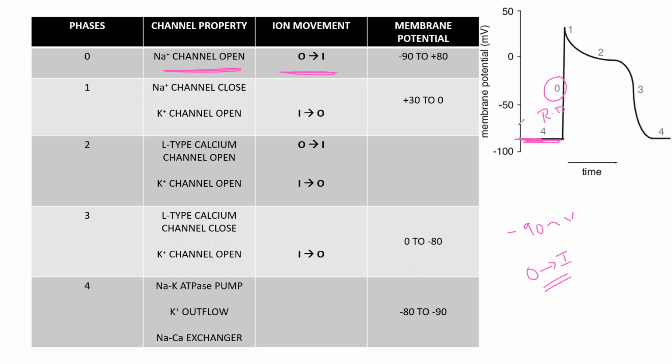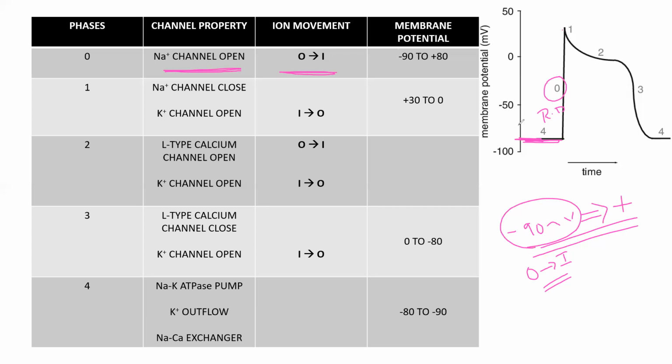What happens if sodium ions move from outside to inside? This negative charge, minus 90, comes up to roughly plus 30, plus 50, or plus 80. So from minus 90, it goes to a positive charge. This is the rapid depolarization. Phase 0 stops when the sodium channels are closed.